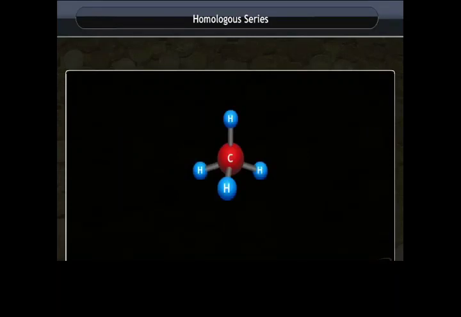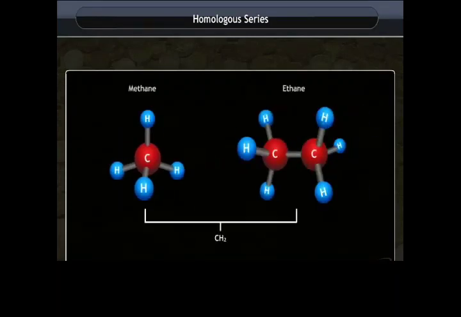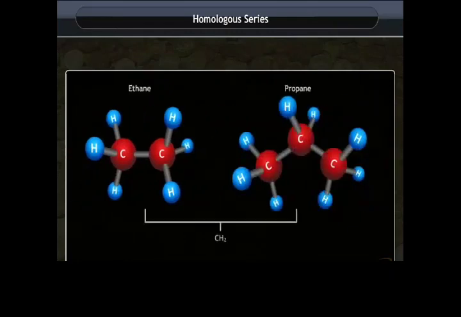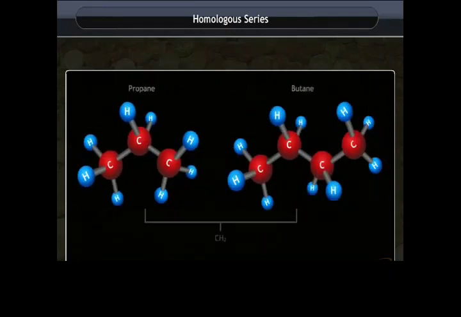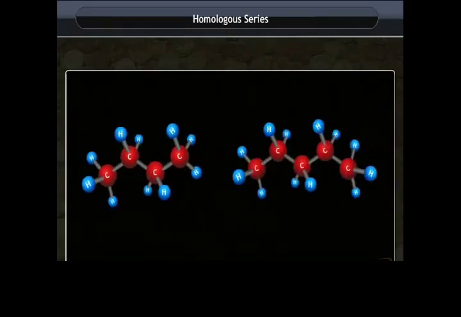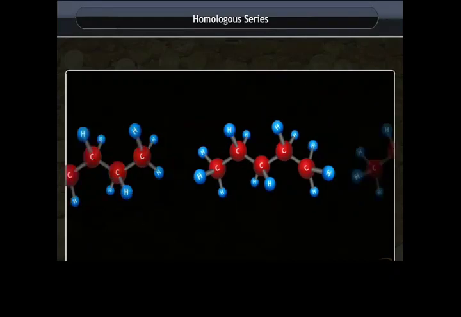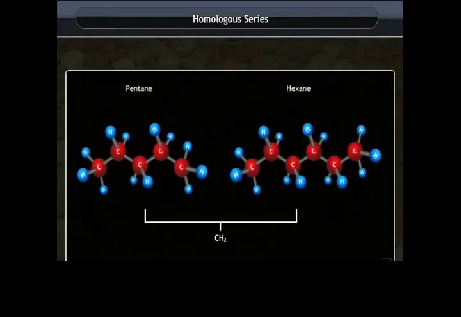Look at the homologous series of alkanes, which are C2H6, C3H8, C4H10, C5H12, C6H14 and so on.